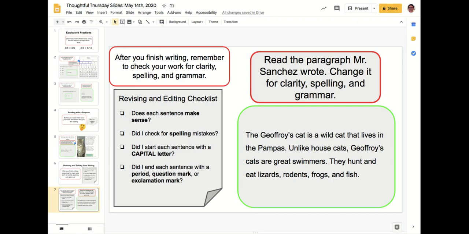So again, our focus was, after I'm done writing, I'm going to check my work for clarity, spelling, and grammar. Today, you're going to be looking at something I wrote, and I want you to use this checklist and make sure that it makes sense, all the spelling mistakes are fixed, I start with capital letters, and I end my sentences correctly.